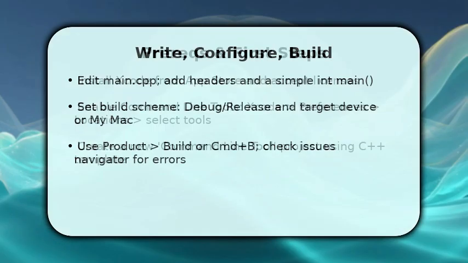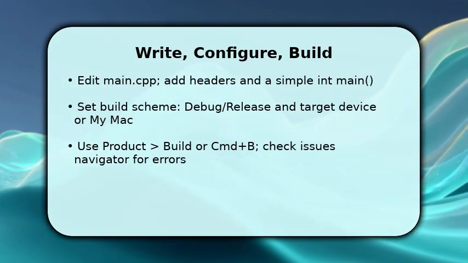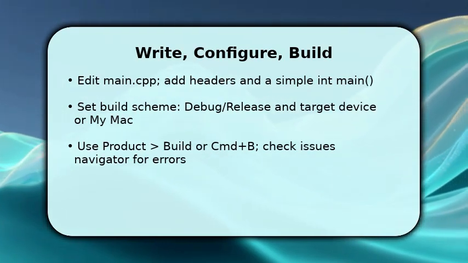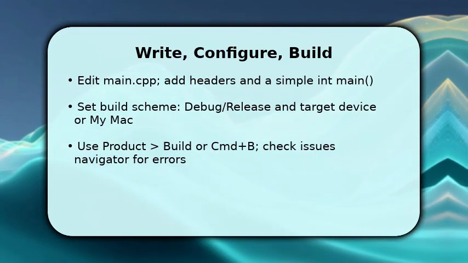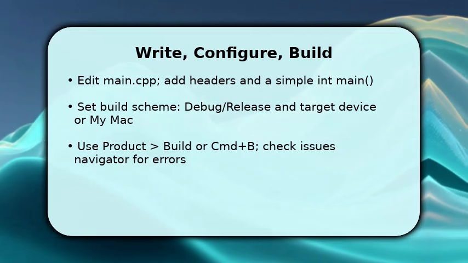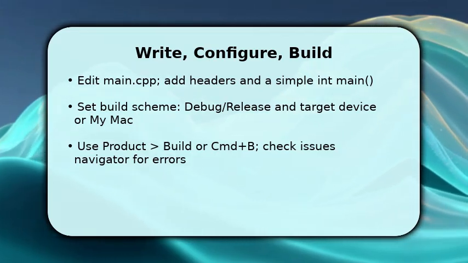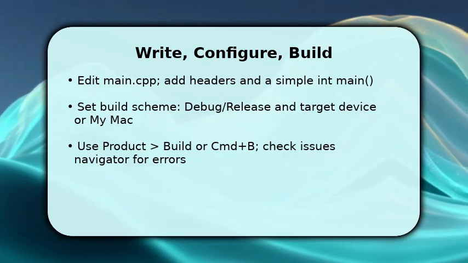You now write and configure. Open main.cpp and implement a minimal int main, include iostream and add a few test prints so you see output. Then check the top toolbar and pick the correct scheme, debug versus release, and target My Mac for local execution.